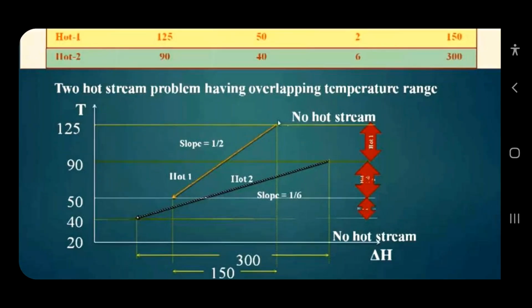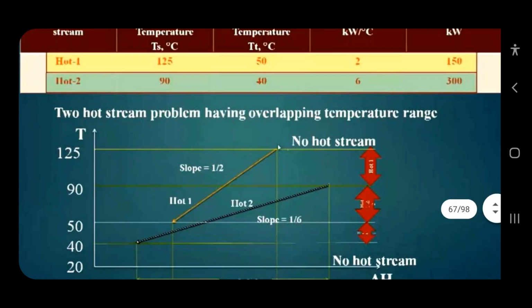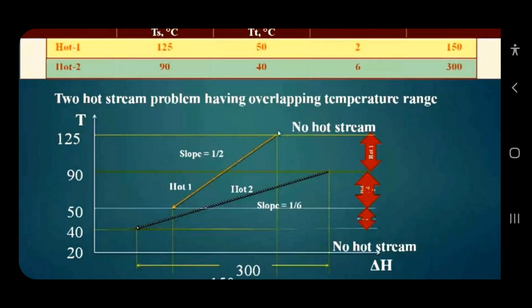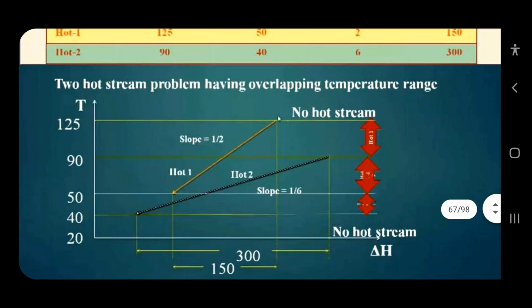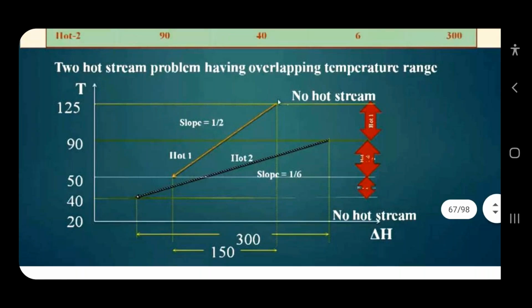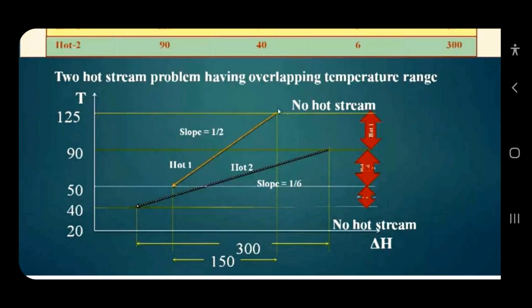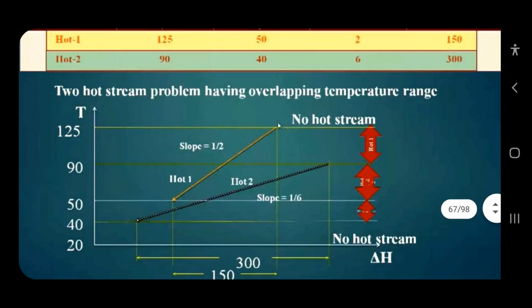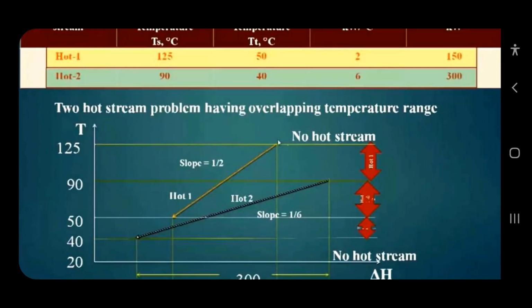Okay, now similarly for hot stream 2, 90 to 40, you have to maintain the 300 kilowatt. So there is an x-axis, so you must maintain the 300 kilowatt by use of the x-axis scale, and you must maintain the delta T value at the y-axis similarly.